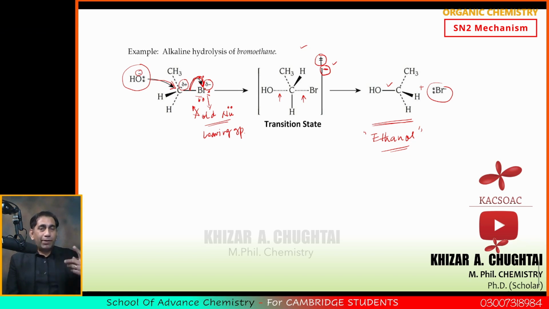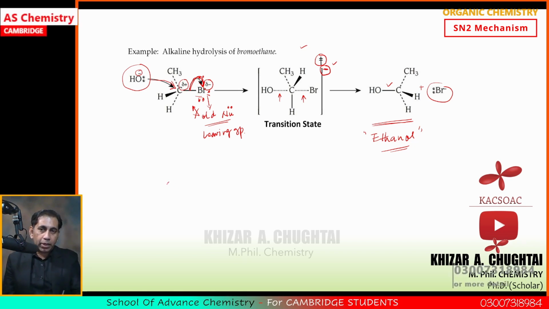Okay. Once again, I am going to repeat the procedure with another example. For example, this time I'm having CH3Cl, and I'm supposed to react it with OH negative ion. This OH negative ion is basically taken from aqueous sodium hydroxide. So what is the procedure?